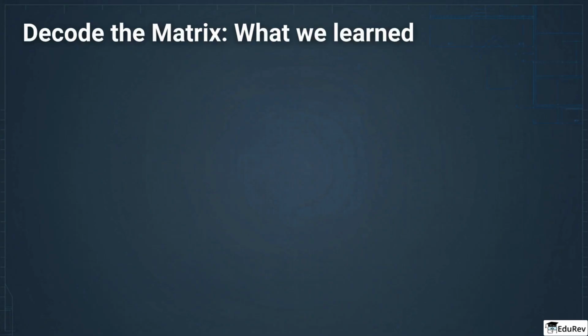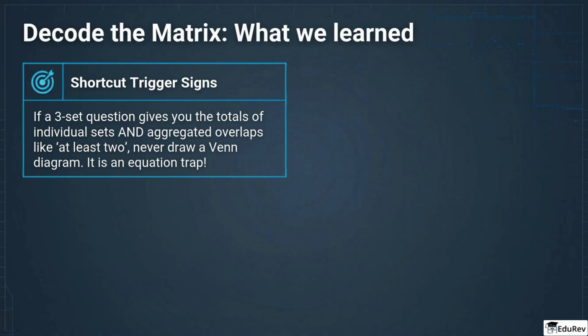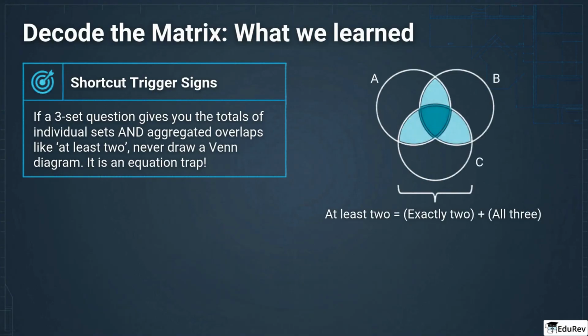Now let us distill the lesson from the previous 3 set problems. If a question gives you the individual set totals and also gives a combined overlap clue like at least 2, then drawing a full Venn diagram first is often a waste of time. The better move is to recognize the algebraic structure immediately.